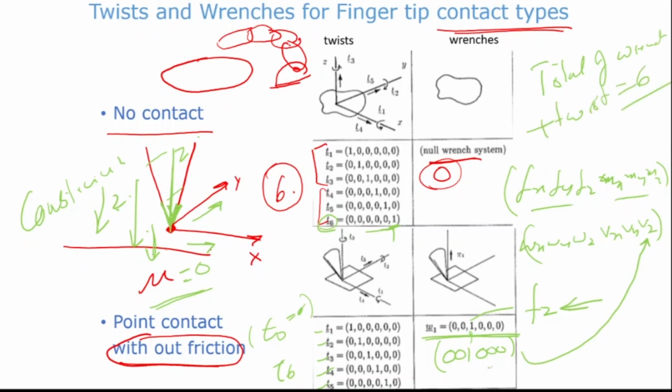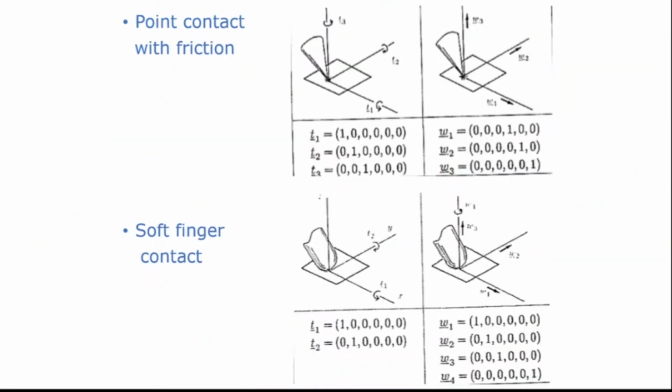So if you have one wrench here, there will be 5 twists. That means one twist is gone. So this is point contact without friction. The next is point contact with friction. Now as you can see, this is my x, y and z. Now there is friction there, so mu is there. Let's say there is a constant value.